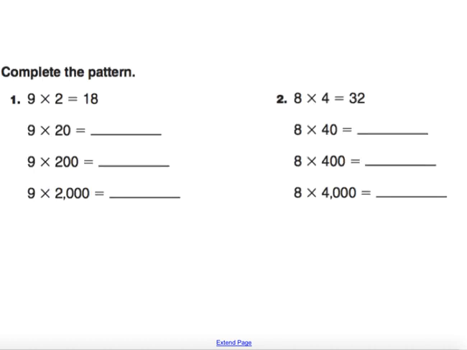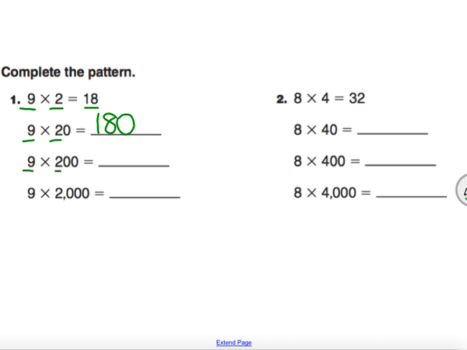All right, so I'm going to complete the pattern for numbers 1 and 2. Then you will do numbers 3 and 4 in your notebook. Okay, so again, the basic fact is 9 times 2 equals 18. So I'm expecting this 18 to appear in the beginning of every product. 9 times 2, 18, one zero. 9 times 20 equals 180.